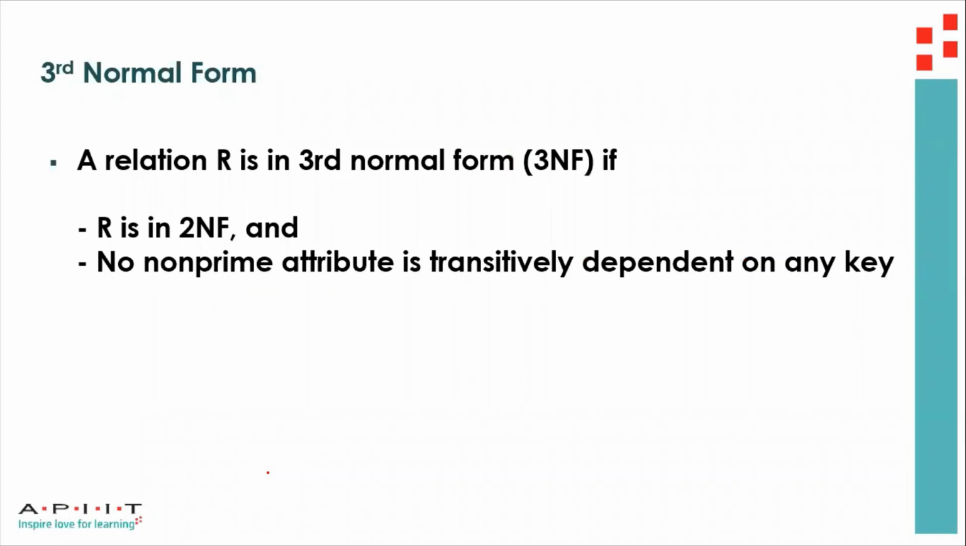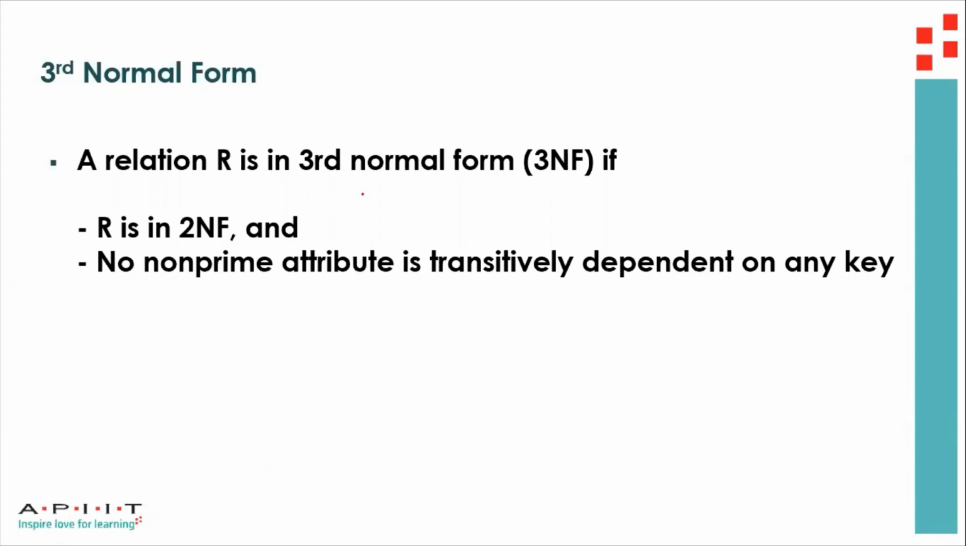I told you these are steps, right? Because of that, in order to satisfy the third normal form, you have to satisfy the second normal form first. That means you don't have any partial dependencies within your relation. It's for sure, right?